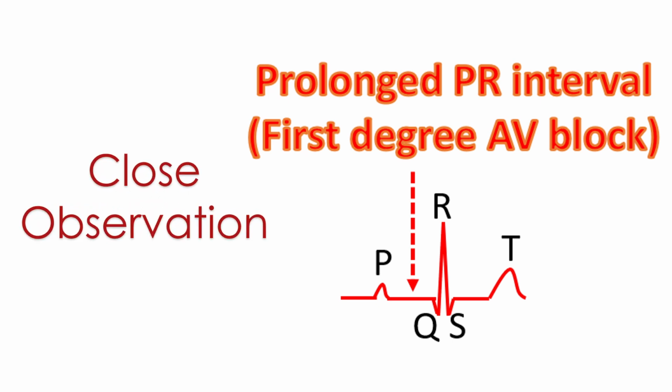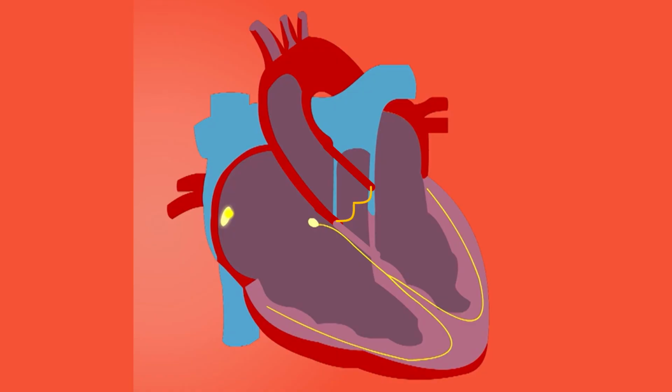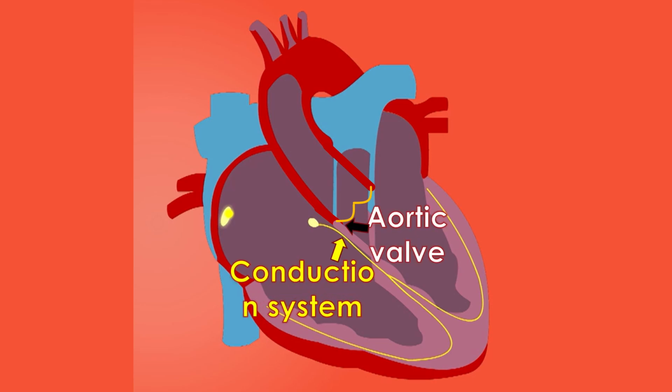Close observation is needed if first degree AV block is associated with other conditions, as it can progress to complete heart block in that case. First degree AV block in older persons due to degeneration of the conduction system or aortic valve can also progress. In a very rare instance, infection of the aortic valve causing first degree AV block can progress rapidly to complete heart block and need early surgery. Aortic valve is situated very near the conduction system of the heart.